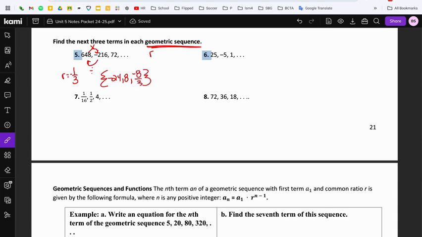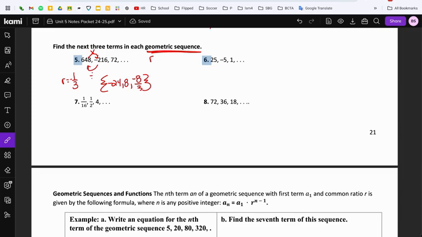Good. So for the next one, we're going to do the same thing here in 6. We're going to say, all right, what am I multiplying by? And you might be able to see how I'm decreasing. So like from 25 to negative 5, my R value has to be negative. But we can always use that trick in the calculator and say, I'm going to take any term and divide it by the term before.